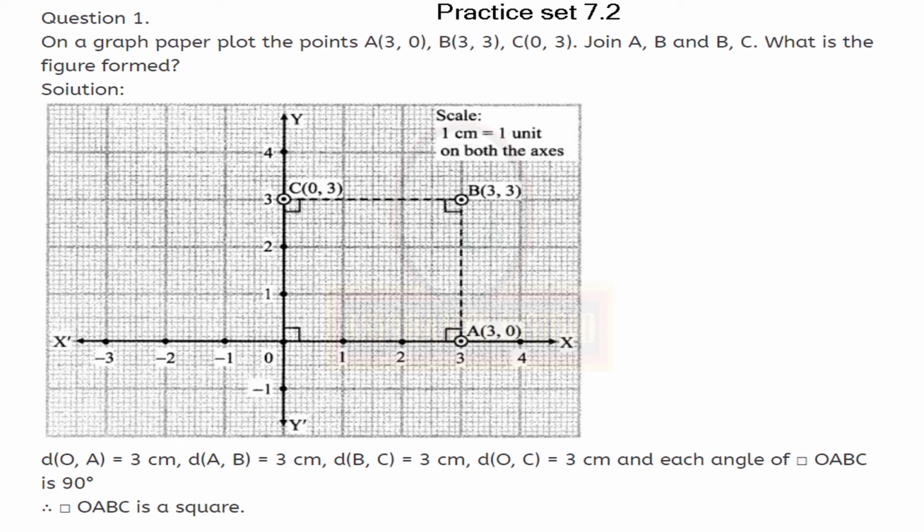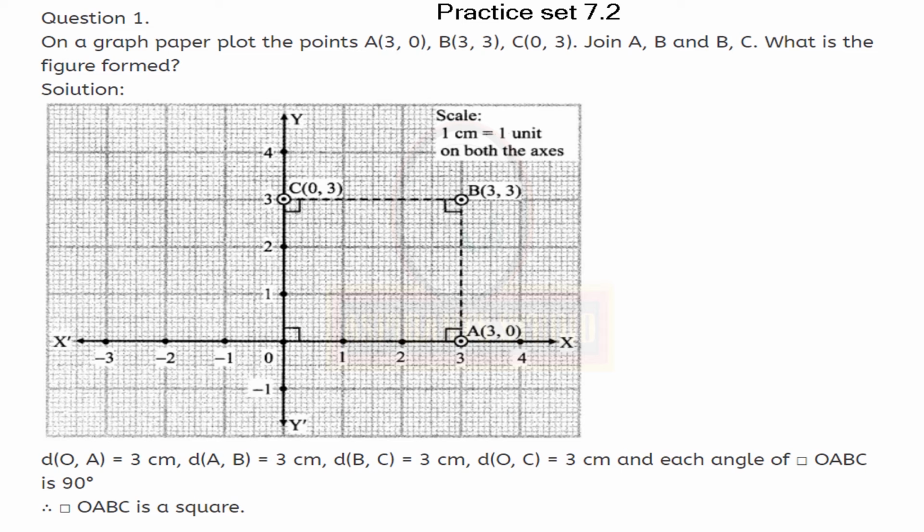Now coming to practice set 7.2. Question number 1. On a graph paper, plot the points A, B, C. Join AB and BC. What is the figure form? First of all, you have to plot the points. A is 3, 0. X coordinate is 3 and Y coordinate is 0. So accordingly you have to mark. When the Y coordinate is 0, the point lies on the X axis and you have to be very careful.